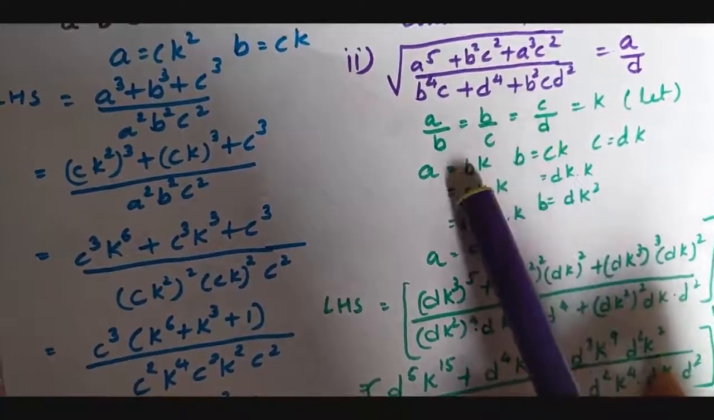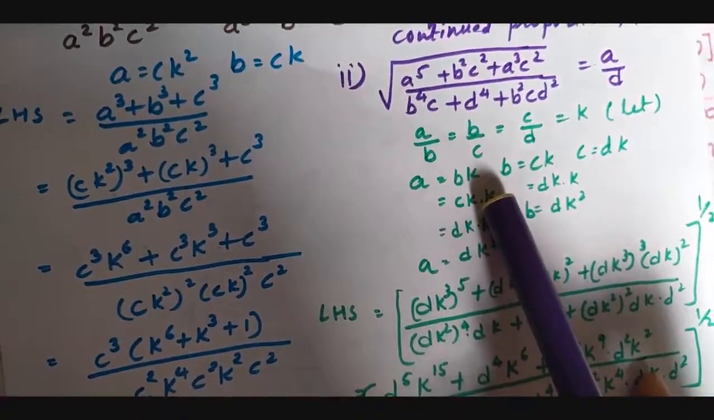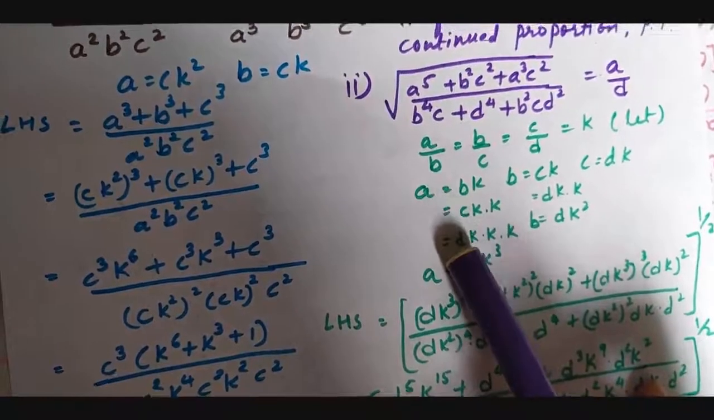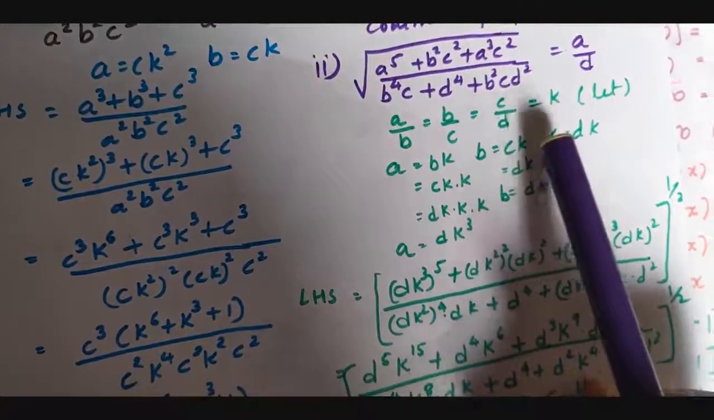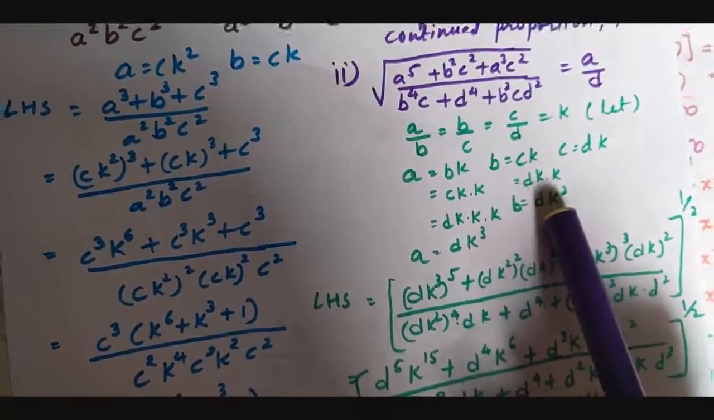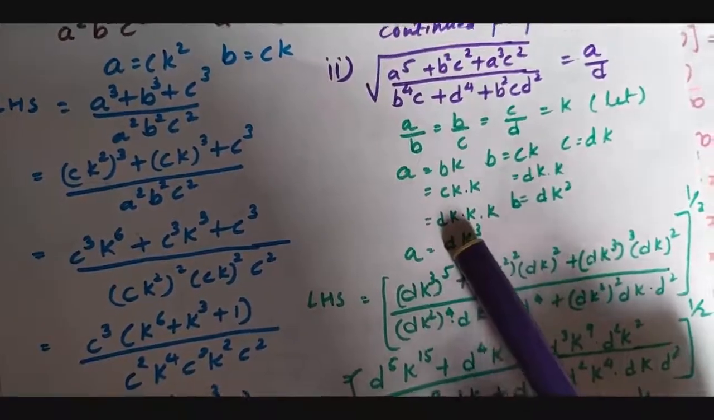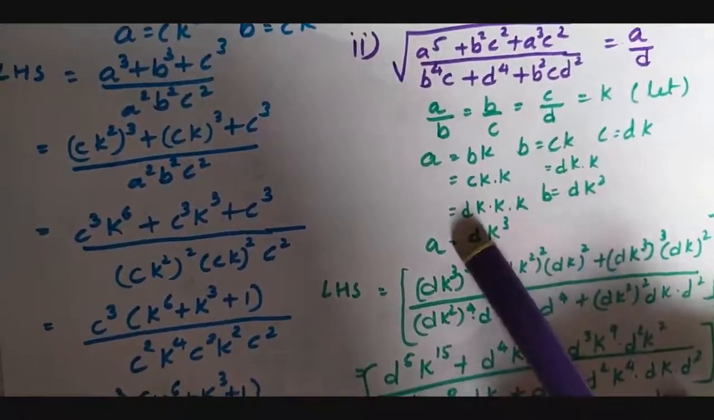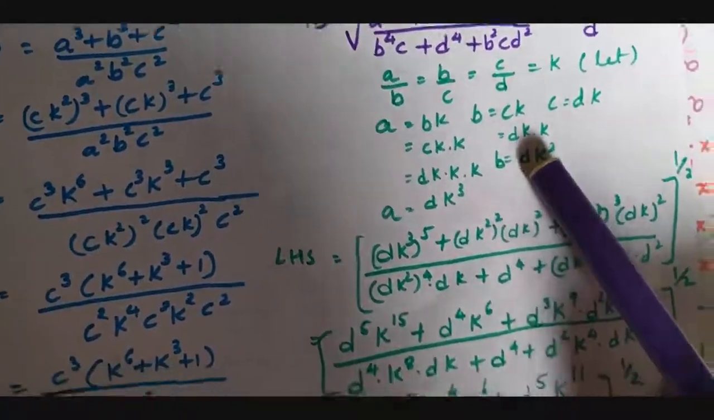Now value A is equal to BK, value B is equal to CK, value C is equal to DK. But this B value you substitute here. So I get CK into K. Then this C value substitute here as well. So DK into K into K, it means DK cube. Again the C value substitute here, so DK into K, DK square. C remains as it is. So values of A is DK cube, B is DK square, and C is DK. It means all in same terms, DK, DK, DK, but the powers are different.